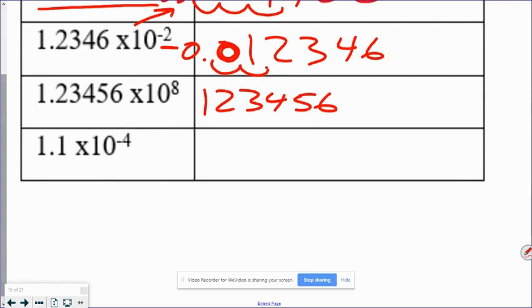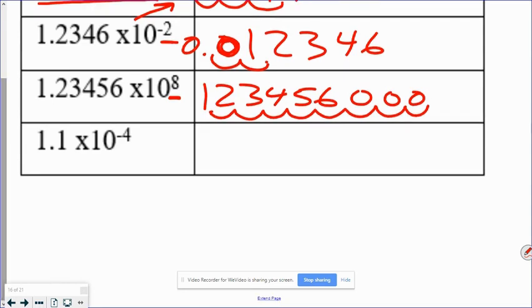All right, so we got to move this. It's a positive number since it's got a positive exponent. Right here's the decimal point. We got to move it 1, 2, 3, 4, 5, 6, 7, 8 spots. So that is our number.